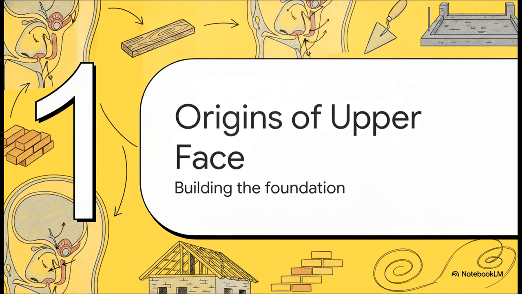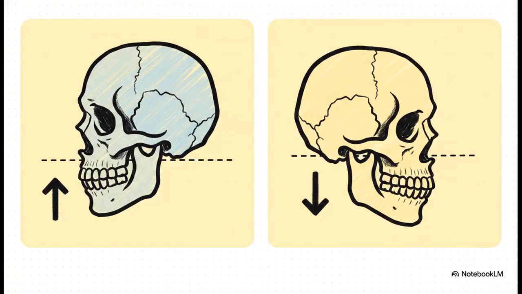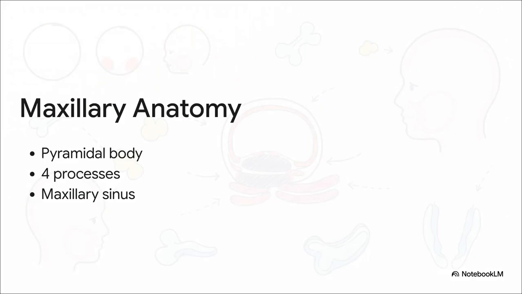Starting with Section 1, the origins of the upper face, we're laying the foundation here. Now, it's really interesting to see the strict division of labor in the viscerocranium, our supporting facial skeleton. The maxilla is entirely responsible for forming the upper face, whereas the mandible handles the lower half. 2 totally distinct structures taking 2 totally distinct developmental journeys. But before we trace how it grows, let's just picture the final product.